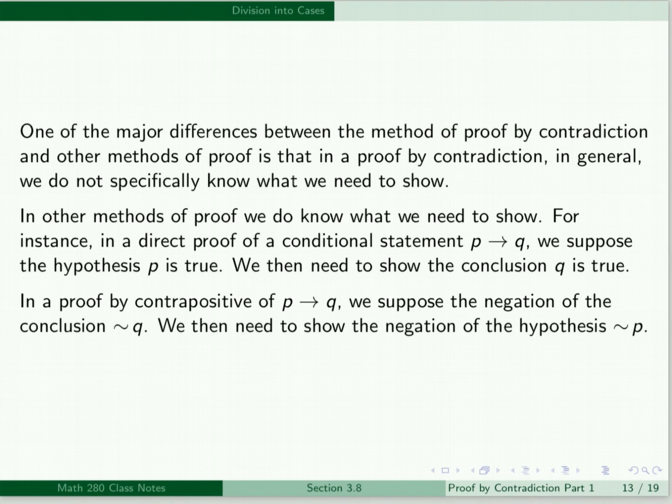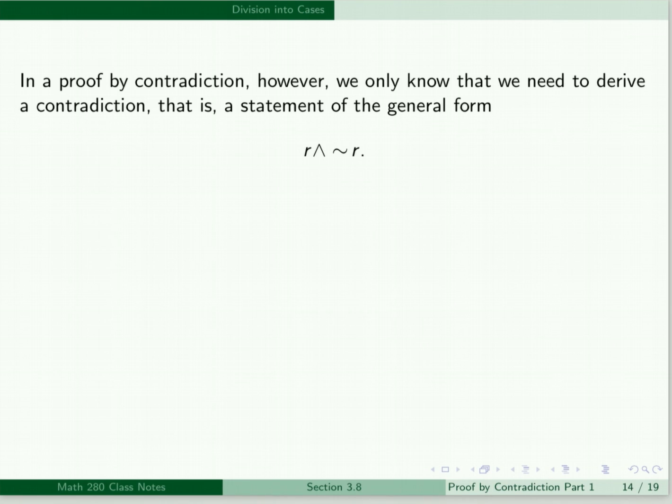In a proof by contrapositive of P implies Q, we suppose the negation of the conclusion, not Q. We then need to show the negation of the hypothesis, not P. In a proof by contradiction, however, we only know that we need to derive a contradiction. That is, a statement of the general form R and not R.